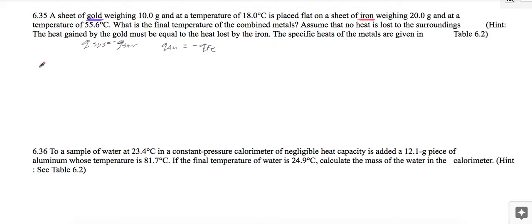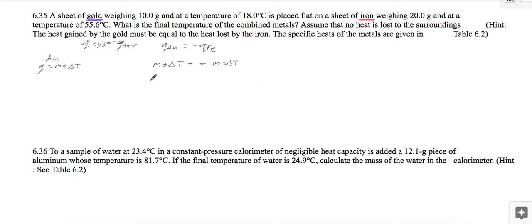So that's what we're trying to figure out. If we did Q equal to m s delta T for, say, the gold, we couldn't figure this out because we don't have a change in temperature. We don't know what that final temperature is. What we can say, though, is that since Q is equal to m s delta T of gold, the mass times the specific heat times the change in temperature for the gold is equal to the negative mass times the specific heat times the change in temperature of the iron.